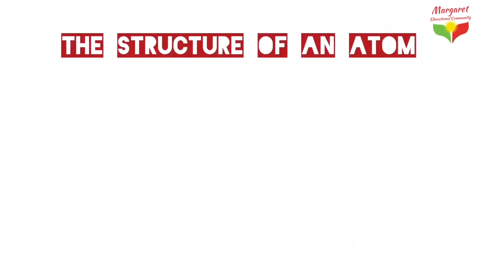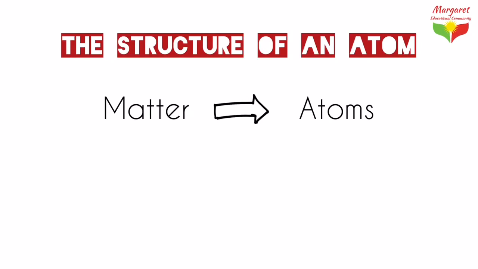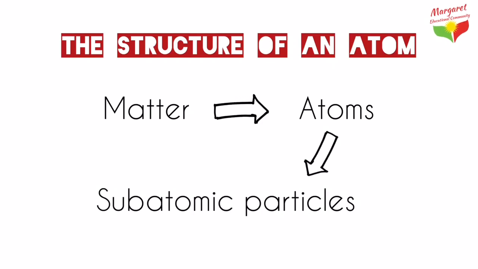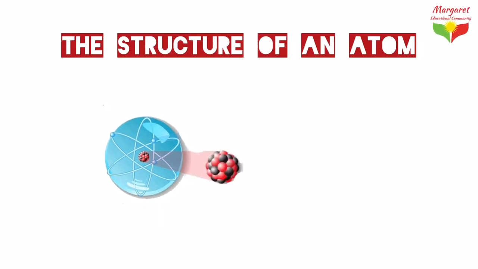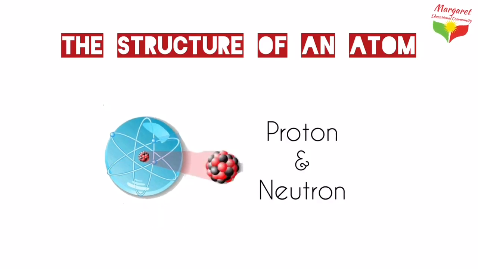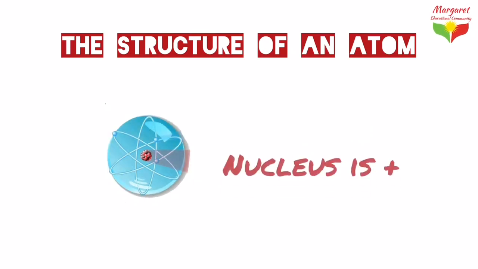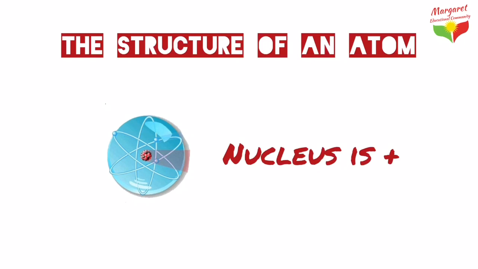Now we know that matter is made of atoms. But have you ever asked yourself what atoms are made of? They are made of subatomic particles. The nucleus, that is the very tiny center of an atom, contains proton and neutron. The proton is a subatomic particle with a positive charge and the neutron is the subatomic particle with no charge. So this means that the nucleus is positively charged.